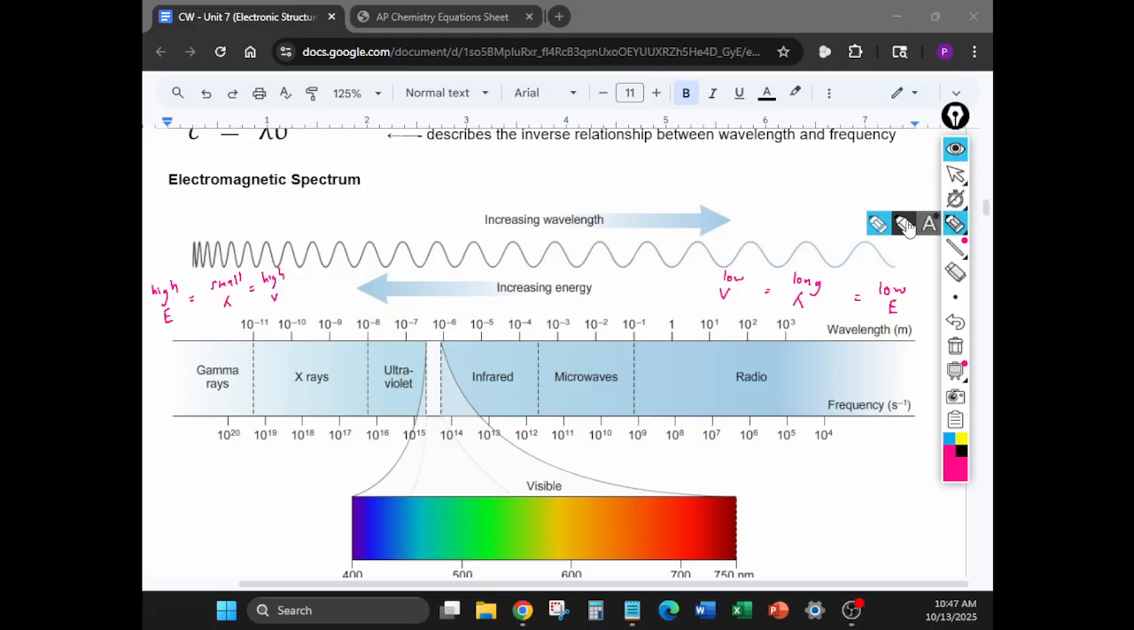Now this kind of makes sense if you think about it, because light is made out of these particles called photons. If you have a very small wavelength, you have a very high frequency. So when it comes to things like gamma rays and X-rays, these photons are hitting you very, very quickly. There's a lot of them hitting you.